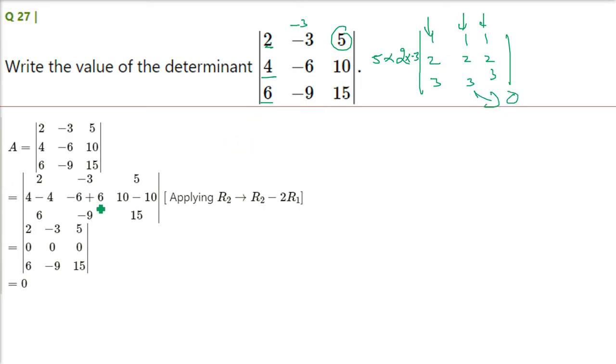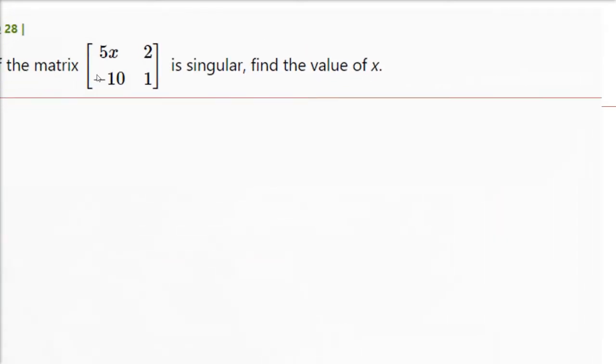Now, as we saw in the previous question, we can apply the property also. What is the property? You can do R2 minus 2R1, because 4 is 2 into 2. That is how you can do it.